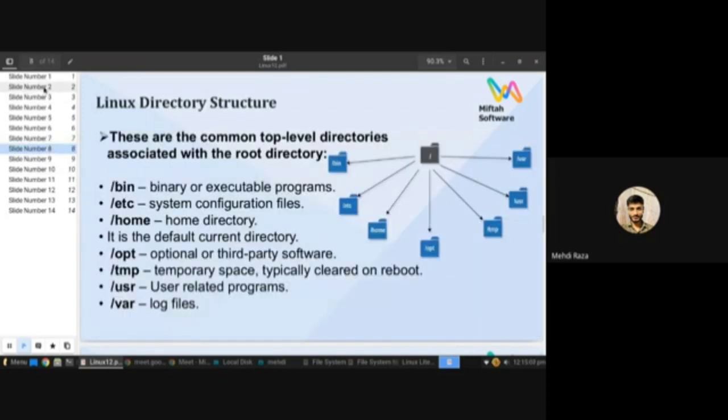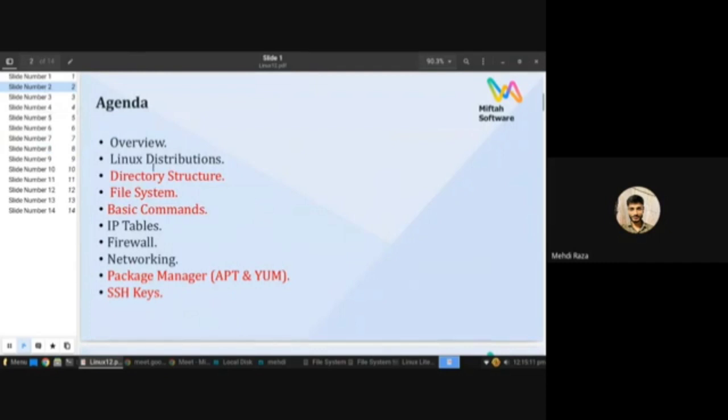And now I just want to call my colleague to hand over all of those more things: directory structure, file systems, and basic commands. So Ali Hussein, please come and take all of those things.